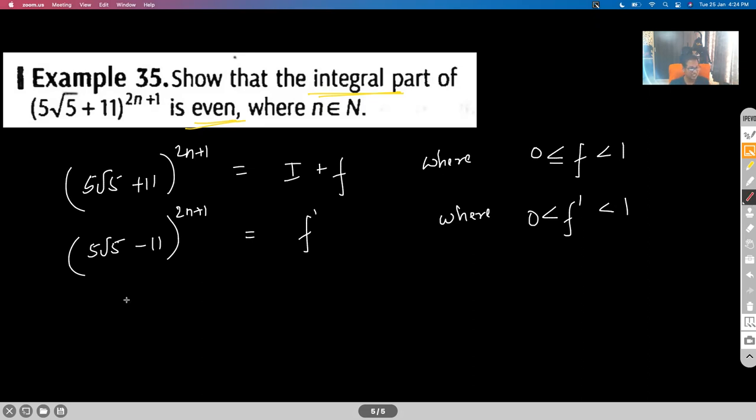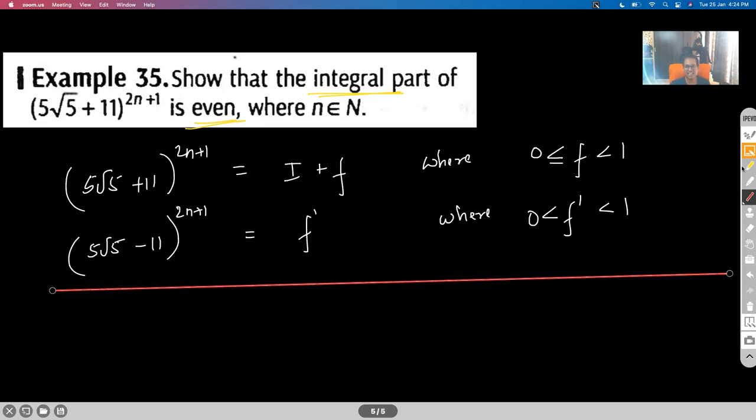Now this time what I'm going to do is subtract the result. What makes me subtract it? I want to get rid of any kind of irrationality. An irrationality will come because of this 5 root 5. In the previous one, it came because of the second term. Here it is coming because of the first term.